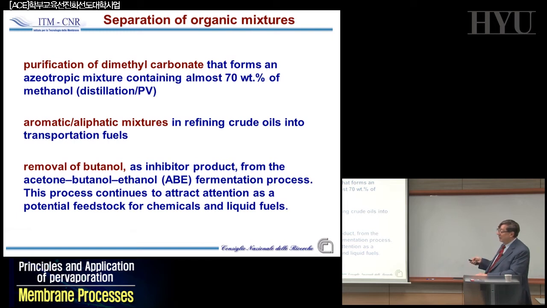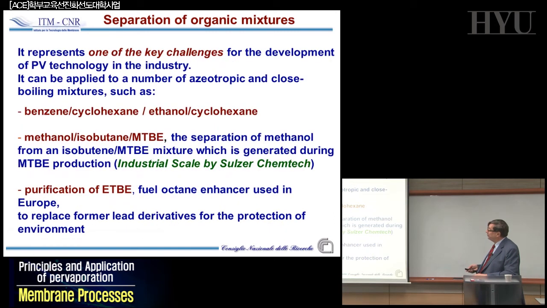Aromatic aliphatic is another kind, quite interesting in the petrochemical industry. Then there is isopropanol-butanol, where butanol is an inhibitor in different kinds of operation, in fermentation particularly. How to remove butanol continuously during the fermentation, pervaporation can just do the job. And if you are ambitious and want to try to do something complicated but quite interesting, there are benzene cyclohexane, ethanol cyclohexane, and methanol isobutane MTBE.